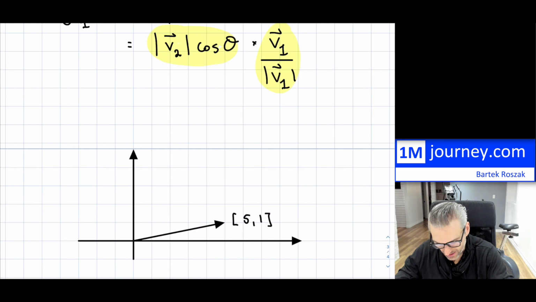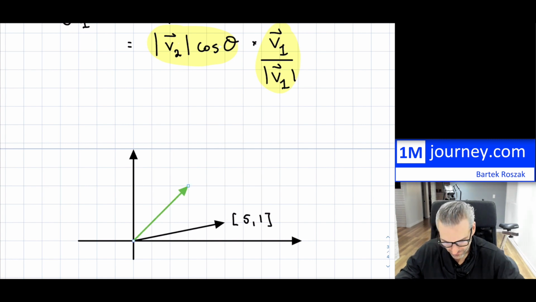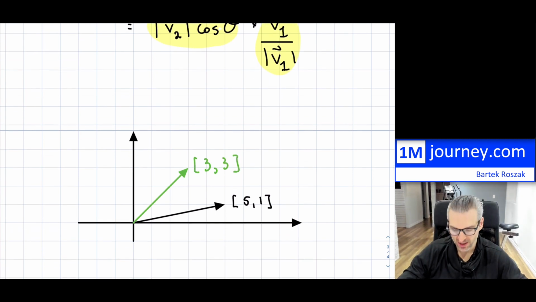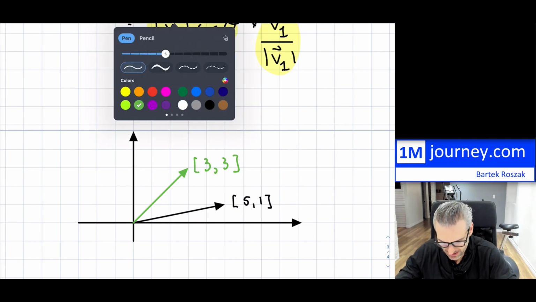I have another vector, so let's create another one over here. Maybe this one right there. Let's make it a little bit nicer. This vector is 1, 2, 3, and 1, 2, 3. So this is my other vector. And there we go. Now if I want to find the projection here, I have to find the projection out.